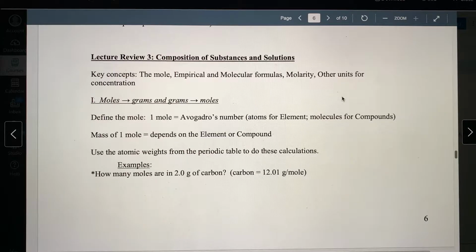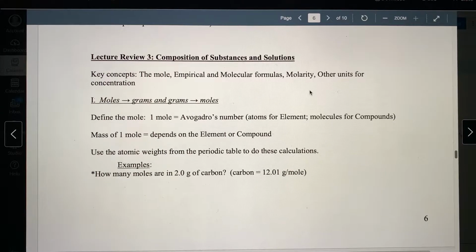In this chapter, our main goal is to discuss compositions of substances in solutions. And to break it down into smaller topics, we'll be discussing the mole concept, empirical and molecular formula. And then if we have time, we'll go over molarity and other units of concentration.